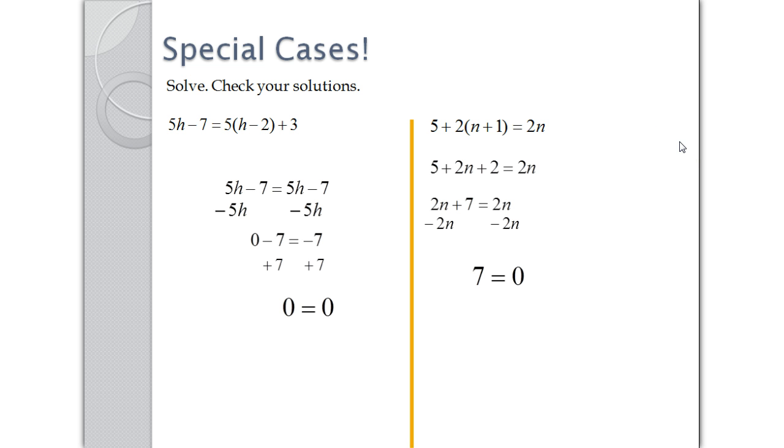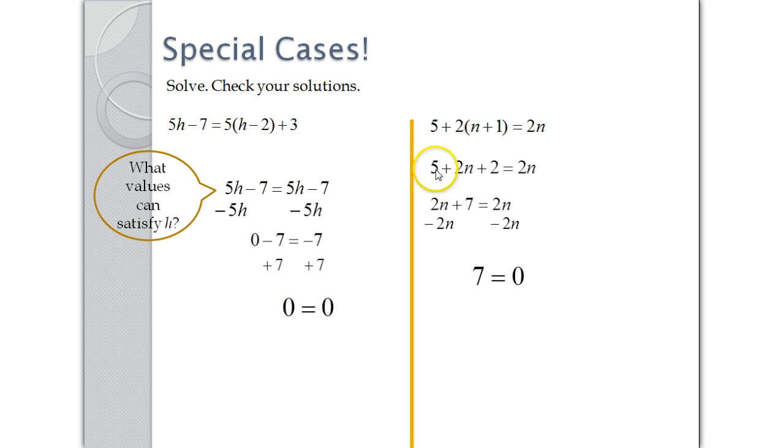These are your two special cases. Whenever you have a scenario where your variables cancel out, notice here we don't have n equals a number, and over here we don't have h equals a number. The variables disappear, they're gone. That should be a red flag that this is going to be a special case.